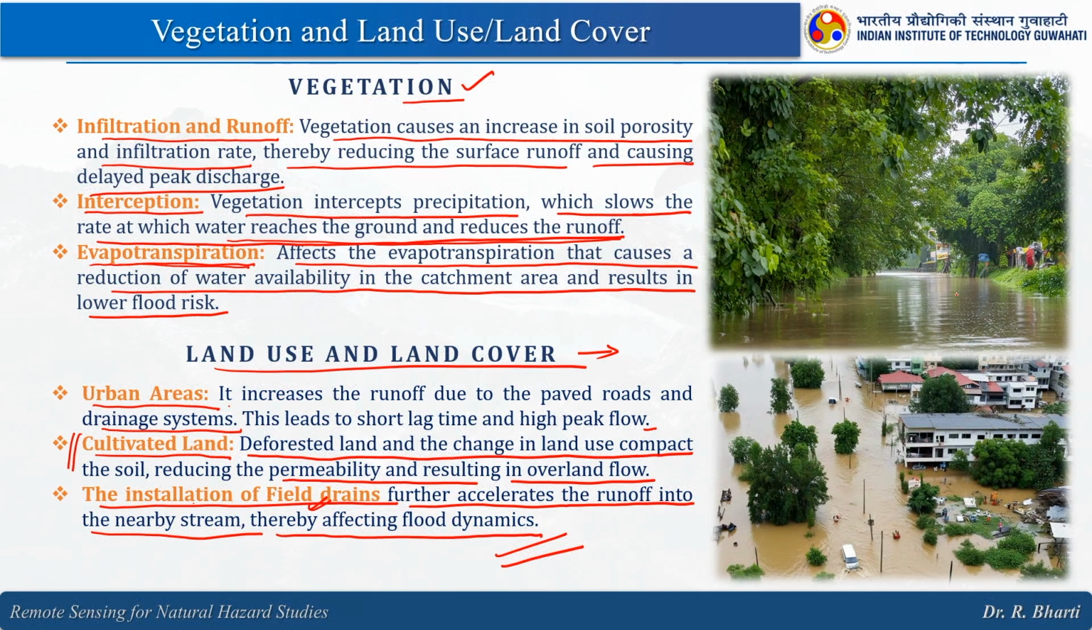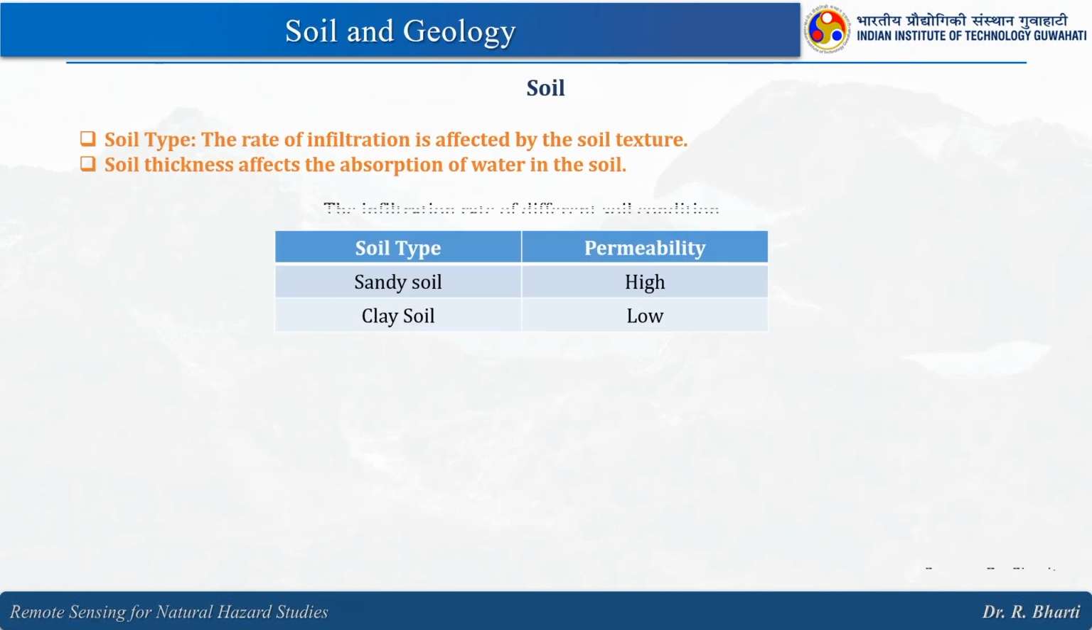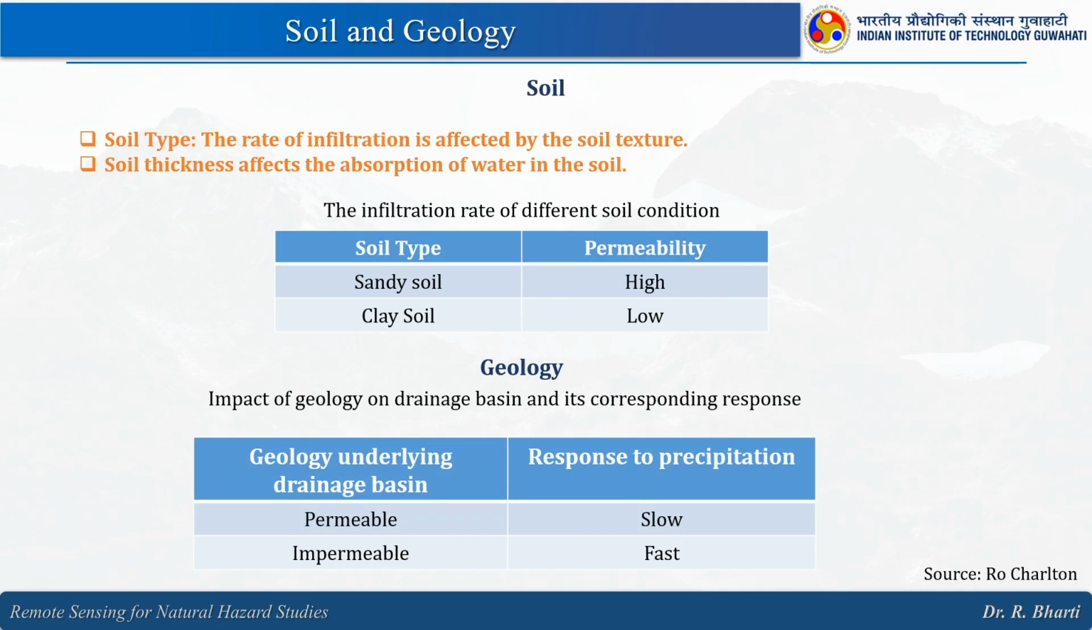Here you can see some examples of how it is flowing, how it can cross the geomorphic limit, and how it is causing flooding in this area, right. When we talk about the soil, we all know that flood has a direct relationship with the soil type. The rate of infiltration is affected by the soil texture. Soil thickness affects the absorption of water in the soil.